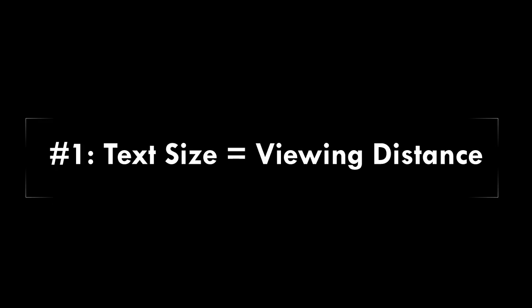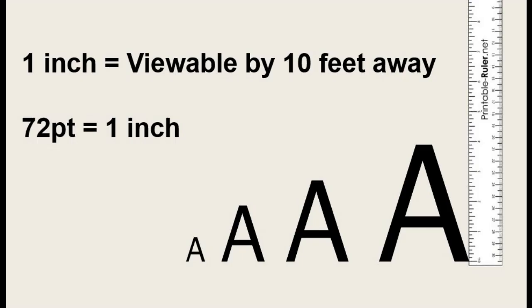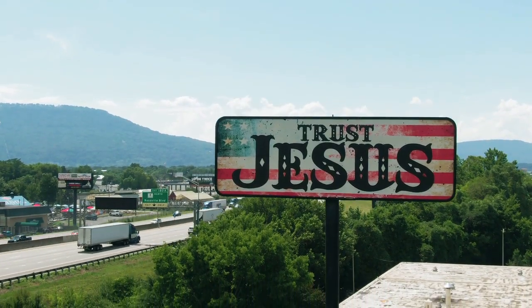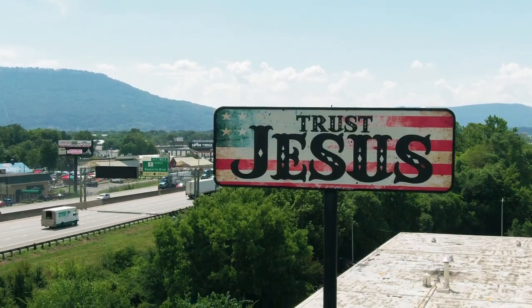Keeping this in mind, the first rule is to make the text large enough. The average person can see 1-inch tall letters clearly from 10 feet away. So, if your sign is normally viewed from 50 feet away, the text should be at least 5 inches tall.